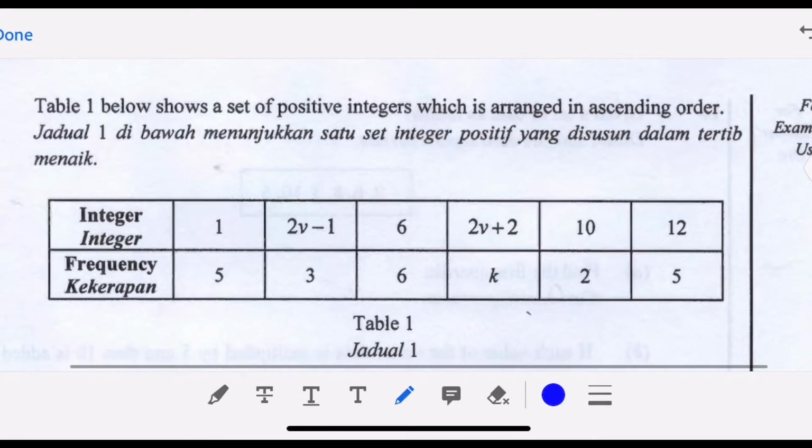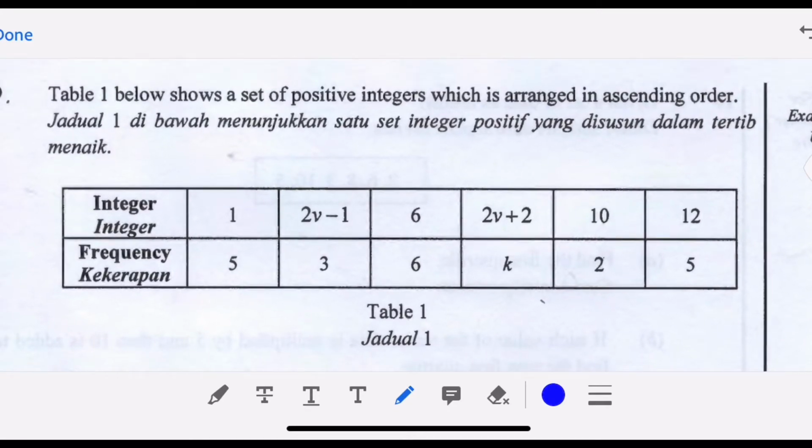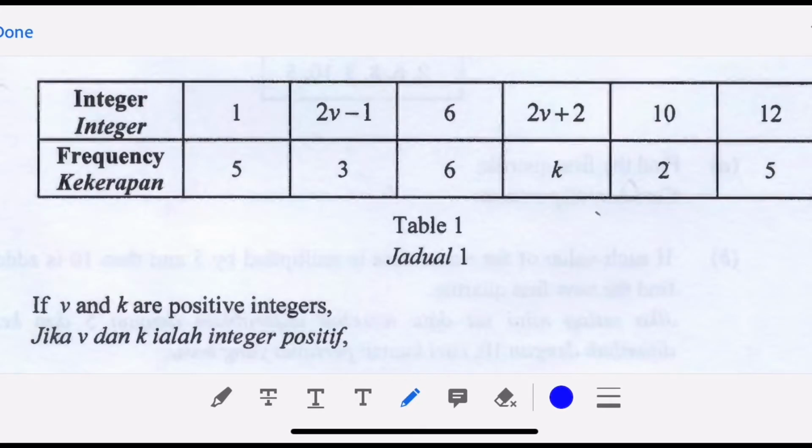So for statistics, you have to read the question first. They say it's a set of positive integers arranged in ascending order. So this is ungrouped data. What the question wants is for you to study the table. They gave you the frequency, right? So you try to add up the frequency first and total it up, and then only you can figure out how to do it for the median, maybe for the first quartile, maybe for the third quartile, depends on the question.